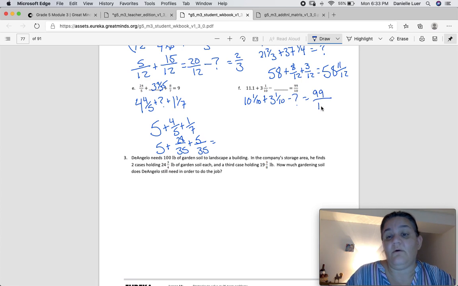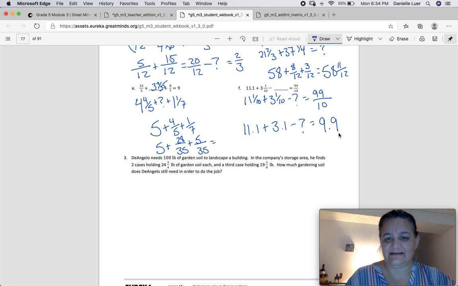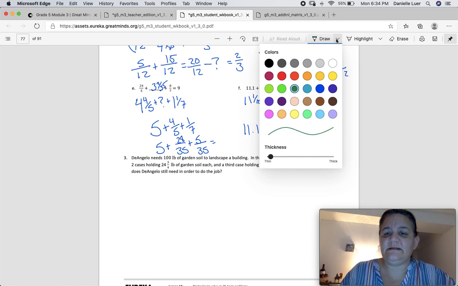Okay. Or if you're feeling particularly smart today, that's 11, sorry. You can turn the fractions into decimals. So you know that 11.1 plus 3 and 1/10 would just be 3 and 1/10 minus question mark equals 99/10, which just equals 9 and 9/10. Okay, so you can do it like this if that makes you more comfortable. Let's do it both ways. Okay, let me switch colors. I've been using a lot of blue today.